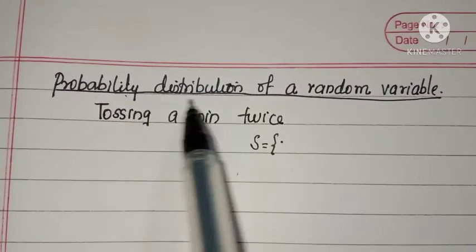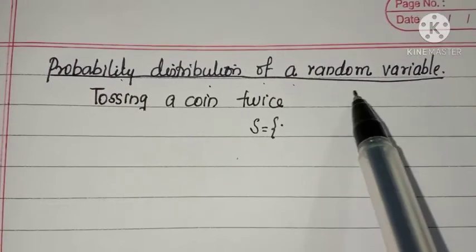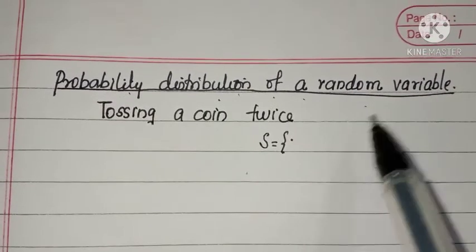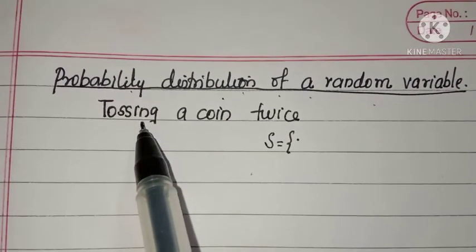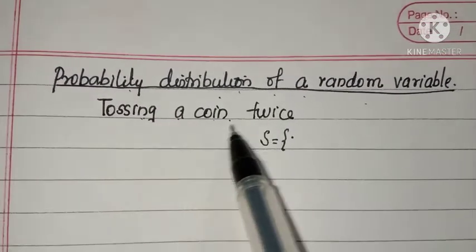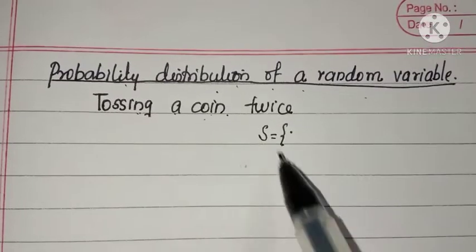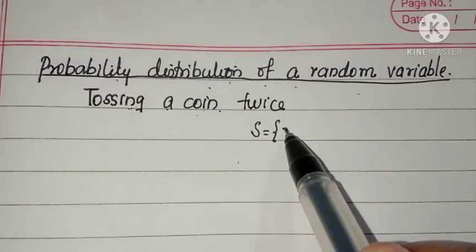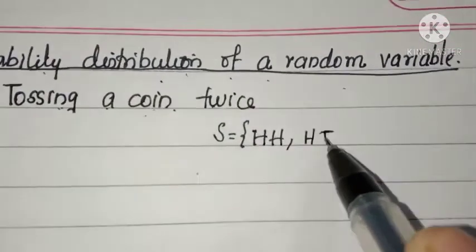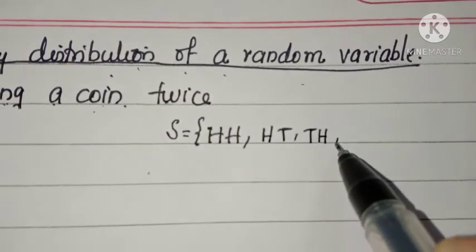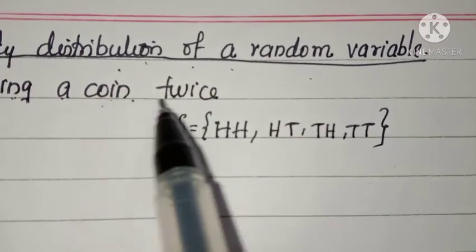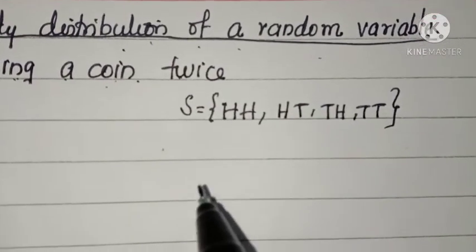Next topic is probability distribution of a random variable. How to find the probability distribution of a random variable. Listen, suppose there is a random experiment: tossing a coin twice, or two coins are tossed simultaneously. So what is the sample space? S equal to {HH, HT, TH, TT}. So these are the possible outcomes when two coins are tossed simultaneously.